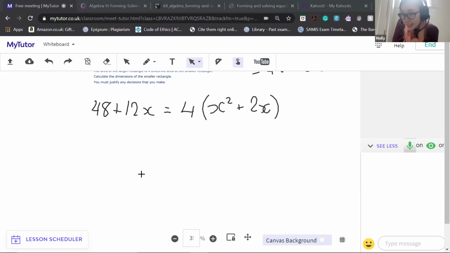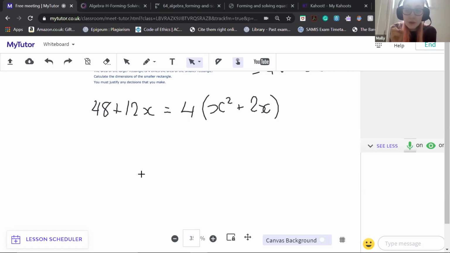Now, the reason that this is a hard question is not only because that equation was quite hard to form, but also, look at this, we've got an x squared. It's a quadratic that we've got to solve, which isn't as scary as it sounds, and we have actually done it before in a few lessons. So let's give it a go.